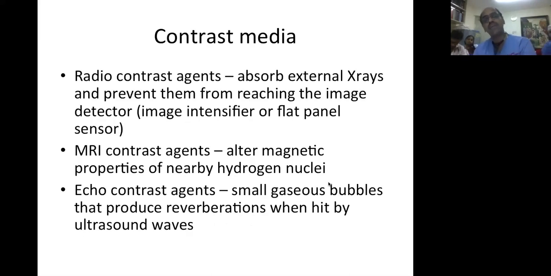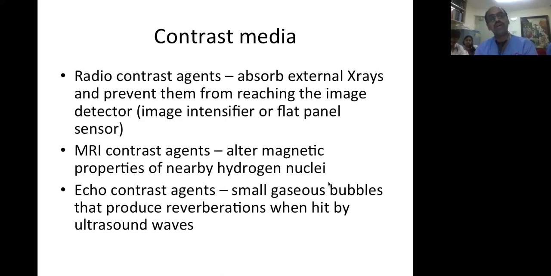Basically, suppose you are asked the question, what is contrast media? You need to remember that in pediatric cardiac clinical practice, there can be three types of contrast media. One is radiographic contrast media, what we commonly call contrast media, which we use in the cath lab, which is the iodinated contrast. Then, during MR imaging, MRI contrast agents like gadolinium. Then the third one is echo contrast agents, which are used in echocardiography.